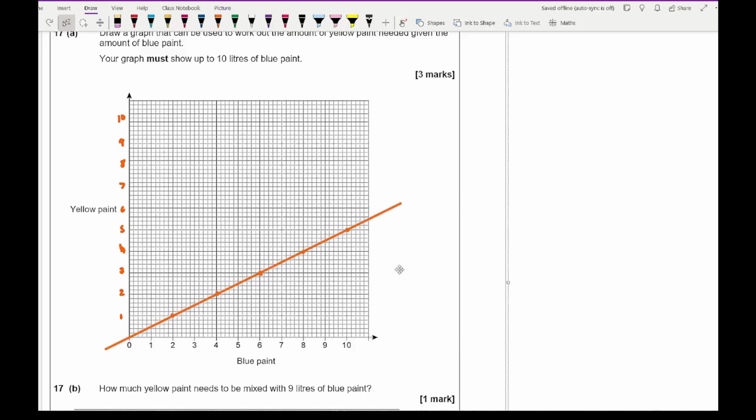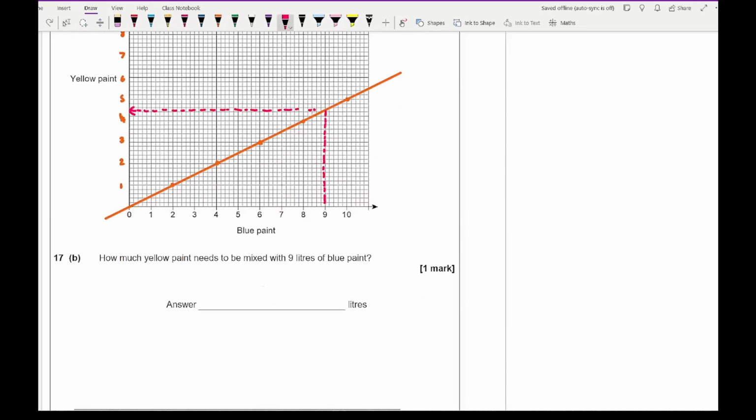The next question then says how much yellow paint is needed to be mixed to make 9 litres of blue. And so here we're going up to 9, and you always want to make sure that you're making this mark on your graph, so 9, and I worked that out to be around about 4.5. So the answer then is going to be 4.5 litres.